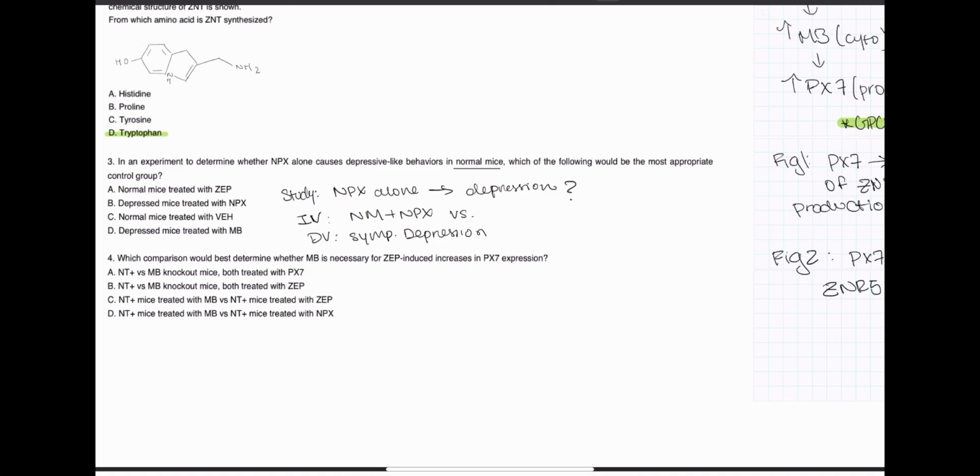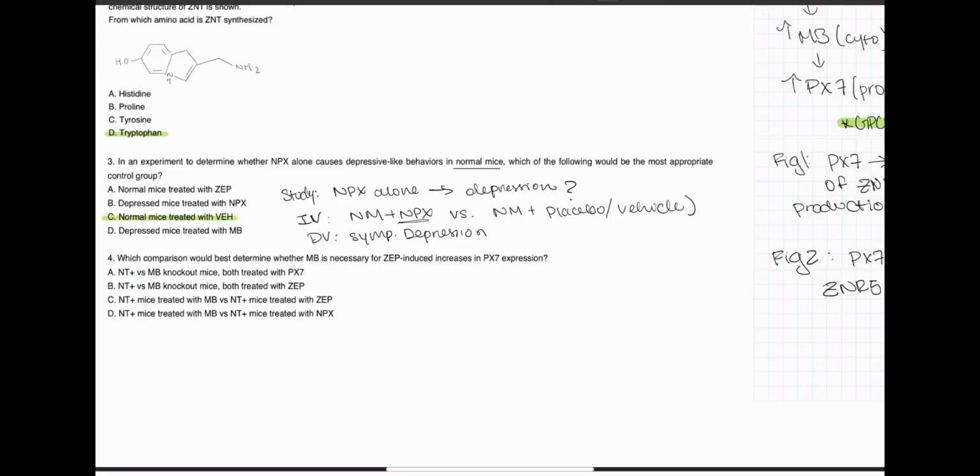So that will be compared to a negative control, one that we will know is not going to produce the results. So it'll be normal mice with a placebo, a vehicle of some sort, right? Something that's a sham treatment, just like NPX. So that will be normal mice treated with vehicle.